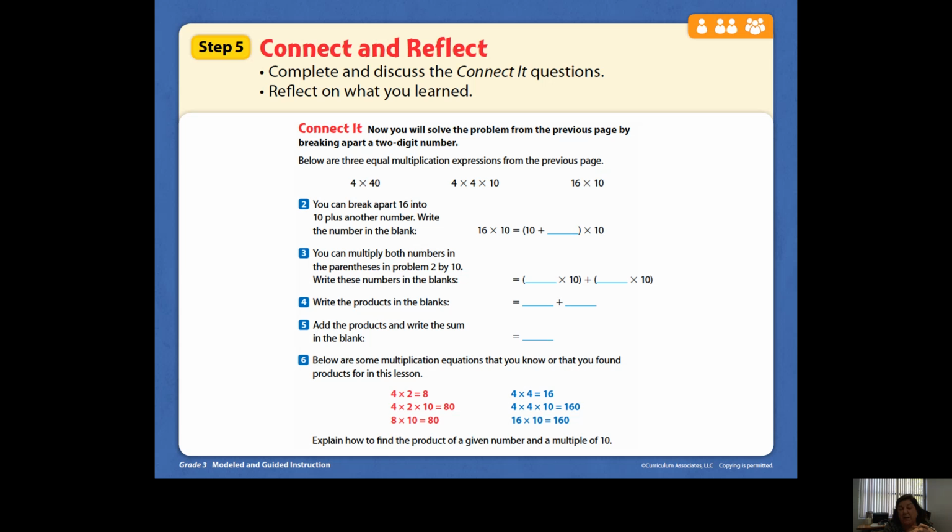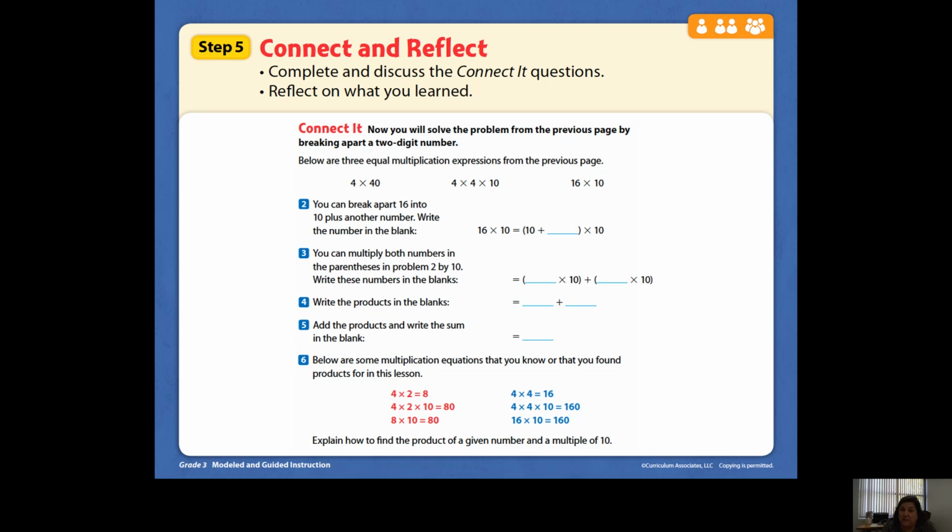So if we multiply 6 times 10, we're going to get how many? Let's count by tens 6 times. 10, 20, 30, 40, 50, 60. Exactly. We're going to get 6 times 10 is 60. Sometimes it's easy to get tongue-tied.